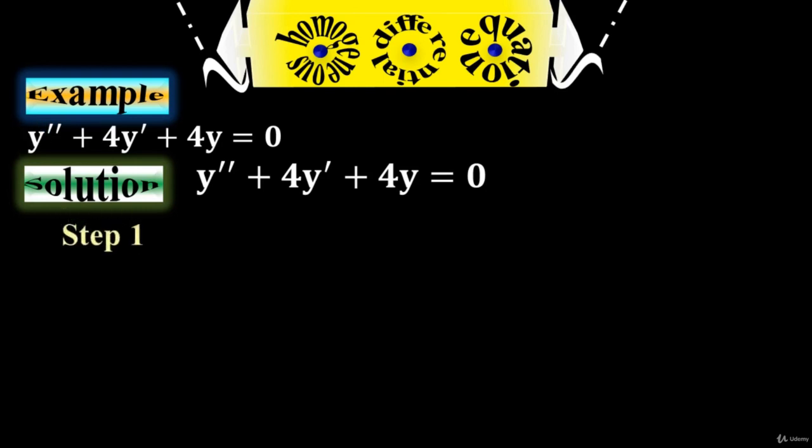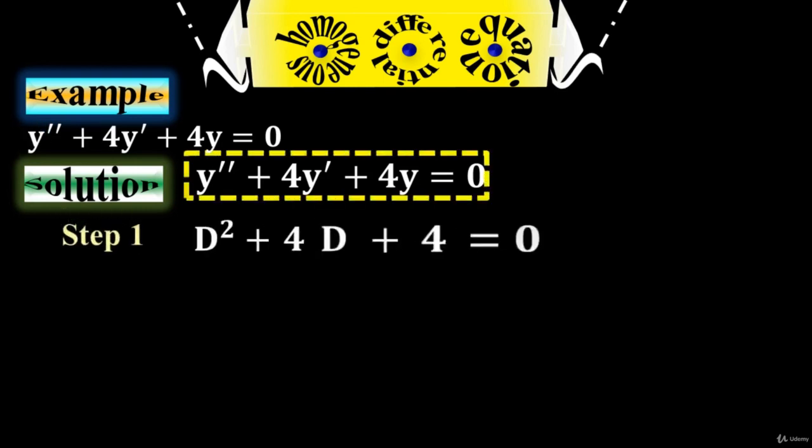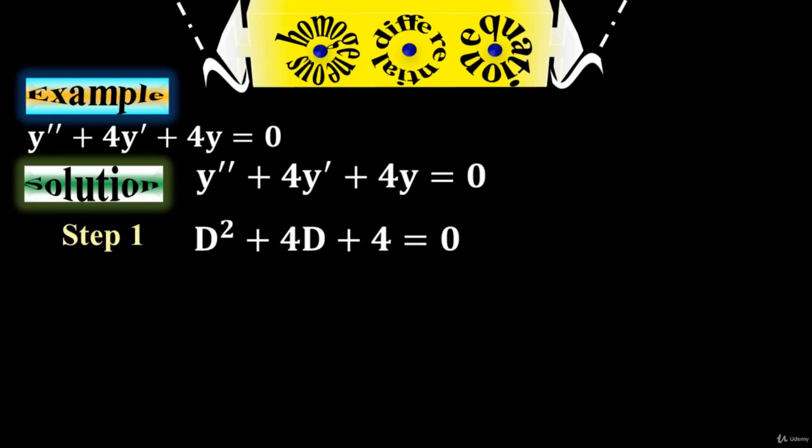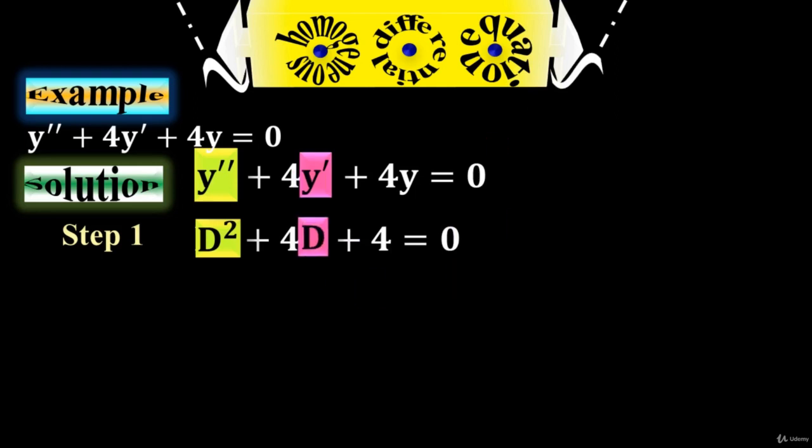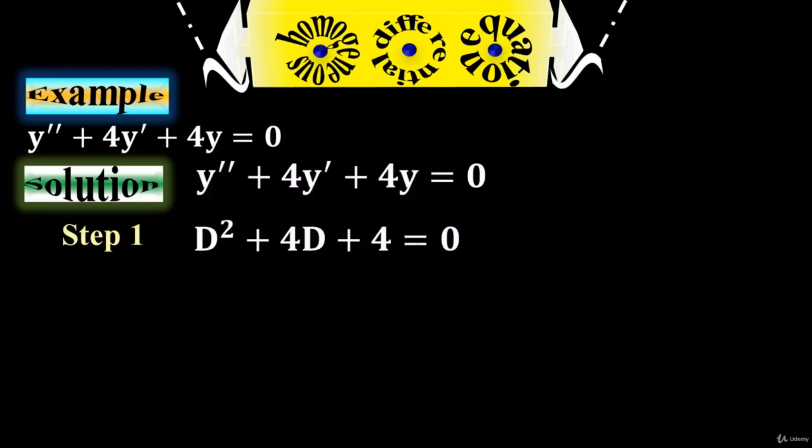Step 1. Change the equation into differential operator form, D squared plus 4D plus 4 equals 0. For the second derivative term I have D squared, and for the first derivative term I have D. Here there is no derivative term, and therefore I simply put 4. And remember, they always set it to 0. Step 2. To find the roots.